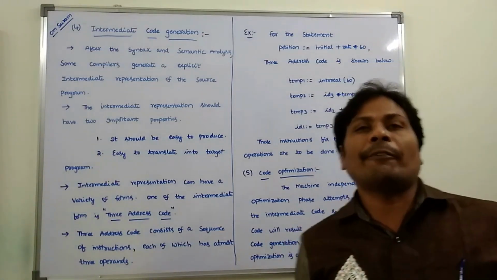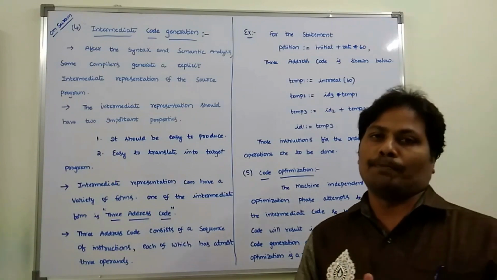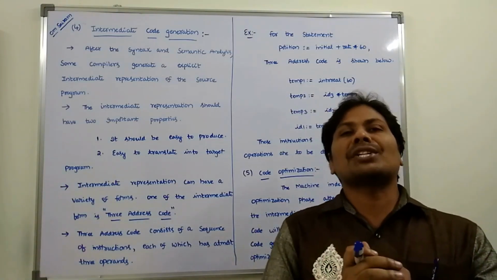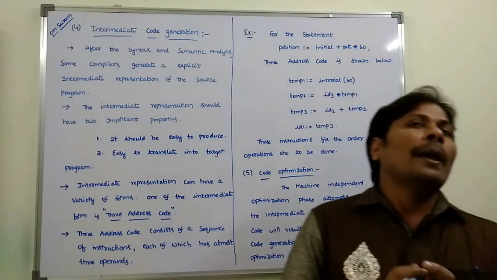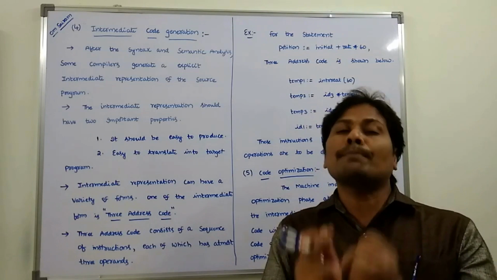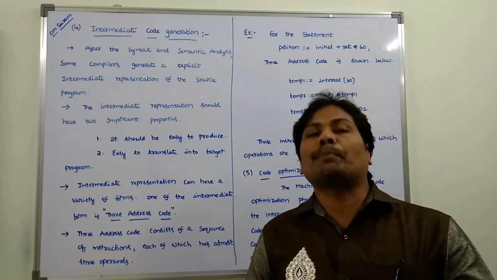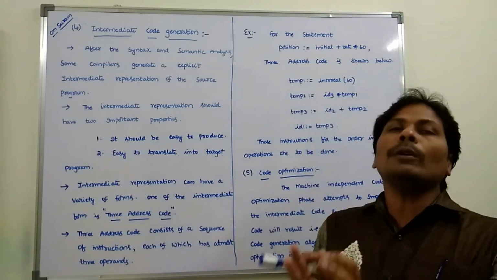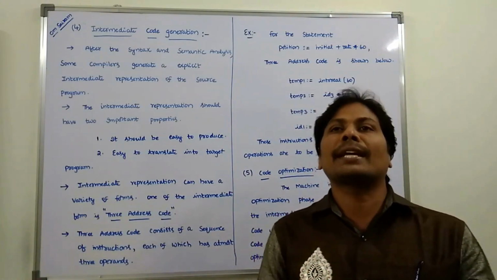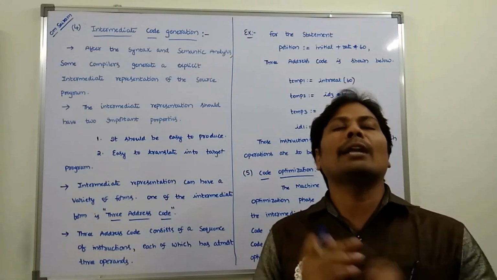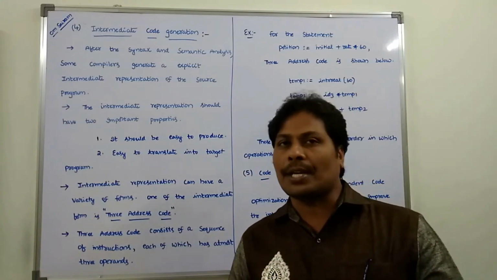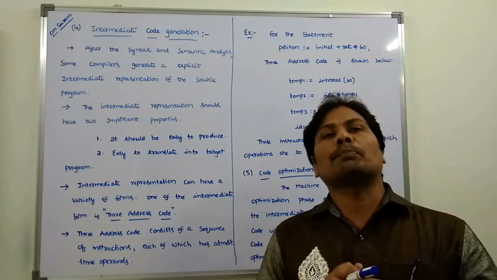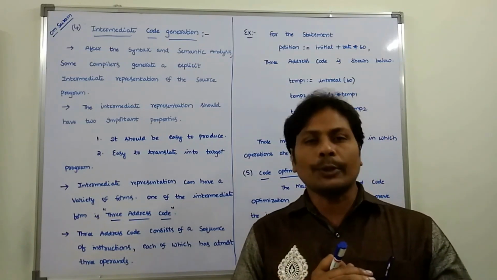Next, the fifth phase of the compiler is code optimization. Here we use machine independent code optimization. Machine independent code optimization attempts to improve the intermediate code representation to get a better target code. We can get better target code by improving the intermediate representation of the source program. In some compilers, code optimization follows intermediate representation to get better target code.